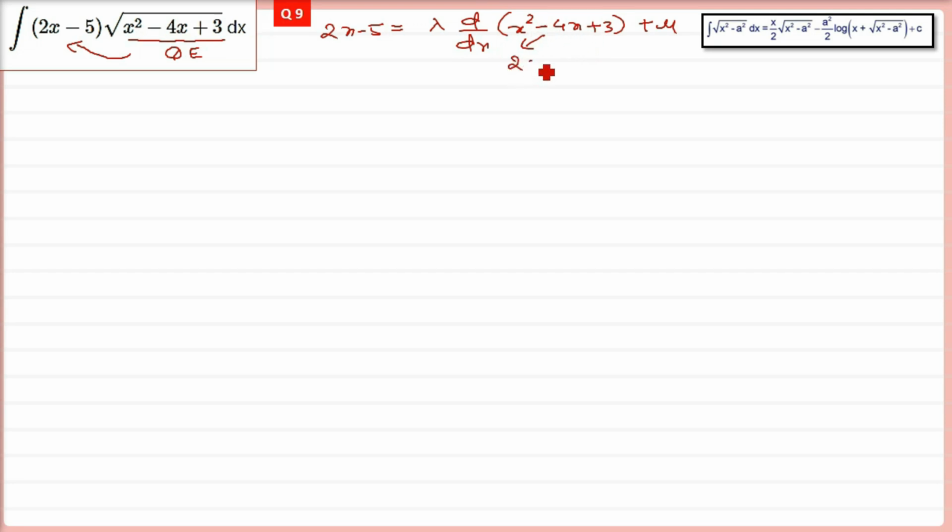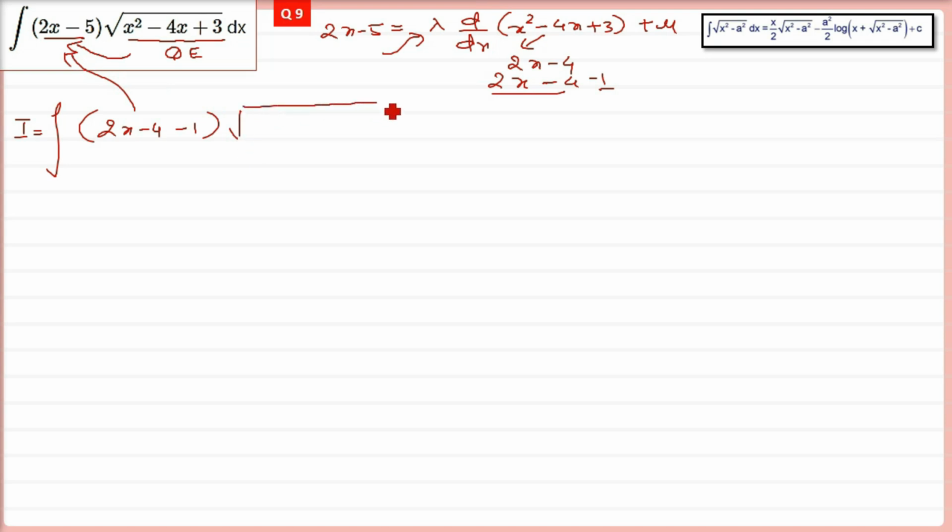Now this x square minus 4x plus 3 has a direct differentiation. The direct differentiation value is 2x minus 4. Now 2x minus 5 is already available to us. We can easily write 2x minus 5 in terms of 2x minus 4, because 2x minus 5 is equal to 2x minus 4 minus 1. So this step, 2x minus 5 equals lambda times the differentiation plus mu, can be skipped. So this integration will become like this. 2x minus 4 minus 1 in place of 2x minus 5 we are writing, and inside this we have under root of the quadratic, which is x square minus 4x plus 3. There is a dx always.